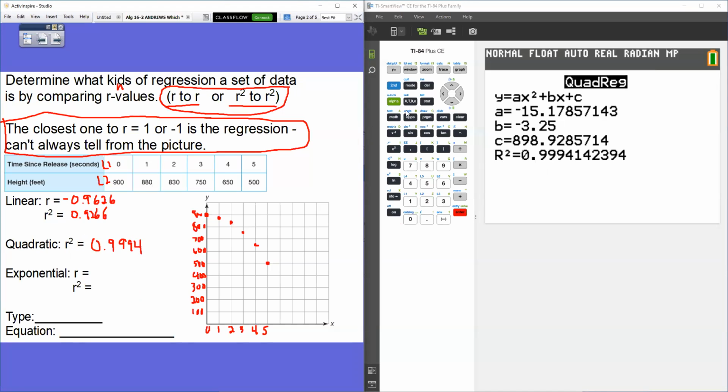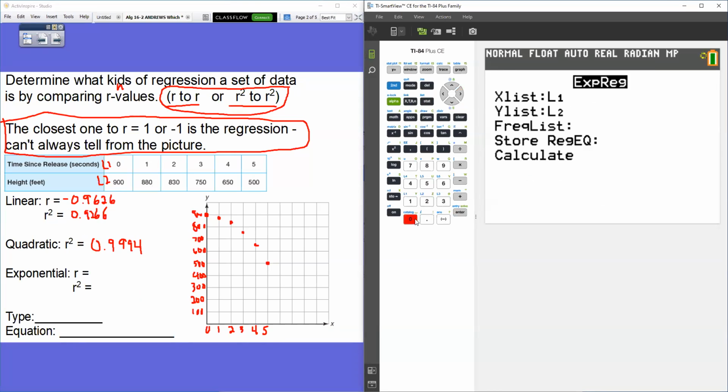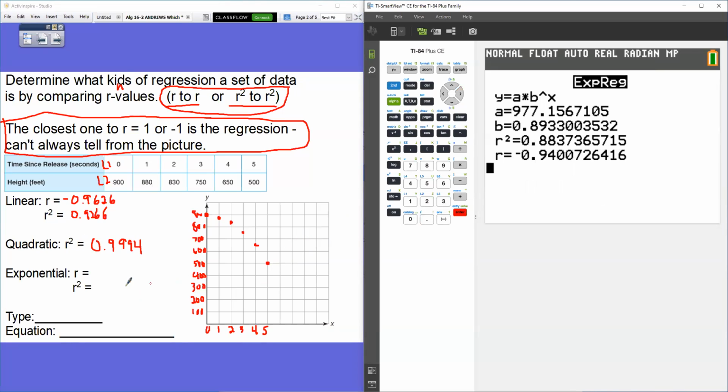For exponential, I'm going to go to Stat Calc, go down to 0, and then go down to calculate. So for exponential, our R value is negative 0.9400. For R squared, it is 0.8837.